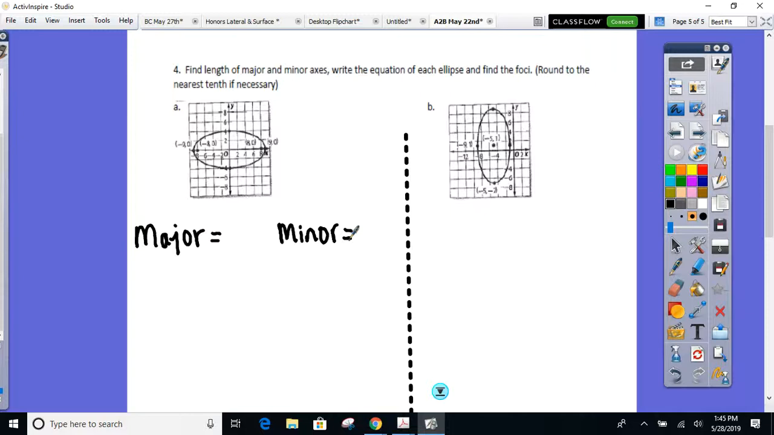So the major looks like I'm going from -9 to 9. That's a length of 18 for the major. What about the minor? From -4 to 4, that's a distance of 8. Okay, you ready for the equation now? Questions on major and minor length? Okay, here we go. I know it's something plus something equals 1, right?